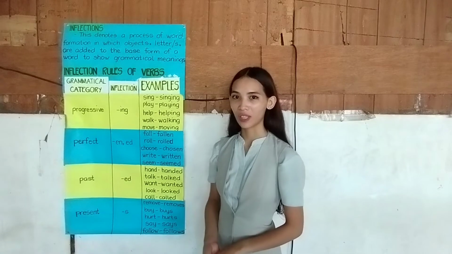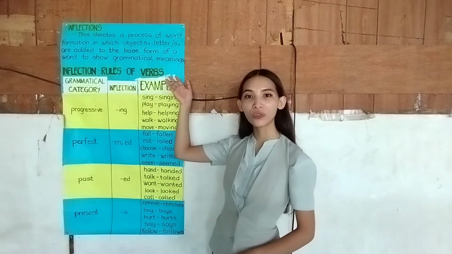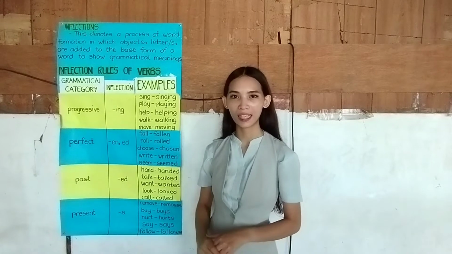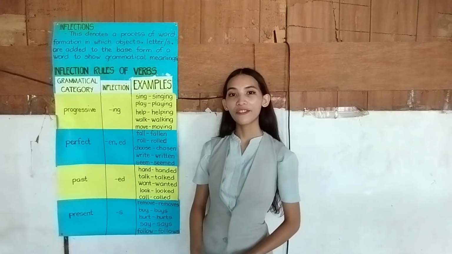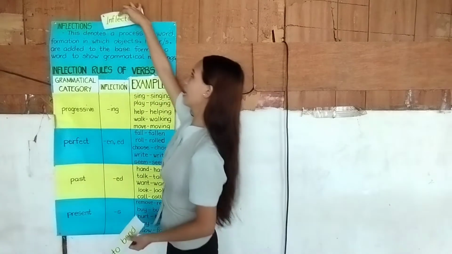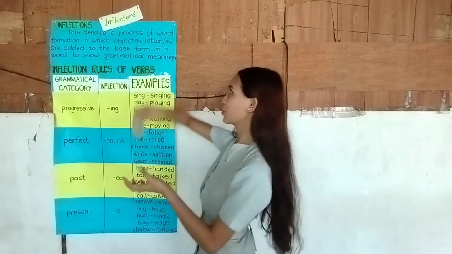Today, we're going to talk about the inflection rules of verbs. But first, let's define what inflection is. Inflection comes from the Latin word inflector, which means to bend.